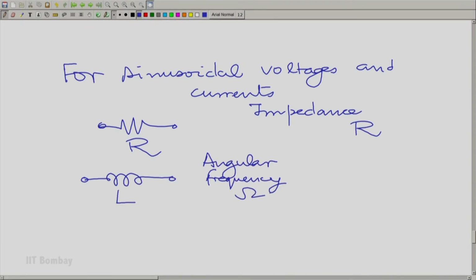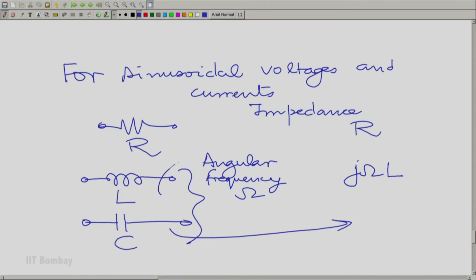An inductance of L operating at an angular frequency of omega would have an impedance of j omega L, and a capacitance of value C operating at angular frequency omega has an impedance of 1 by j omega C. And now you could use the same principles as you do for resistances to analyze circuits comprising resistances, inductances and capacitances.